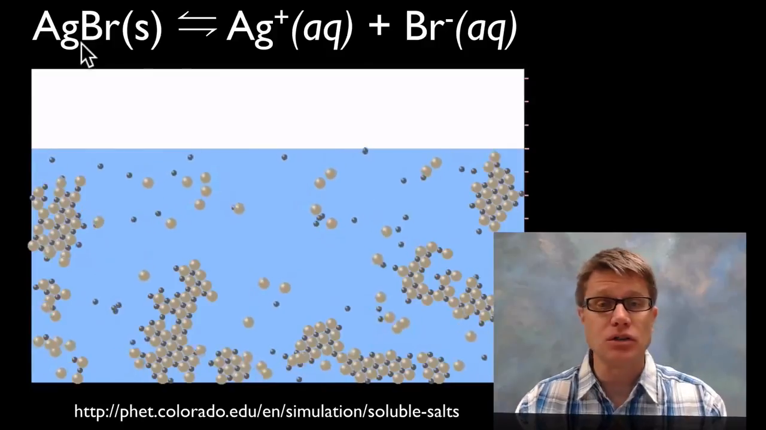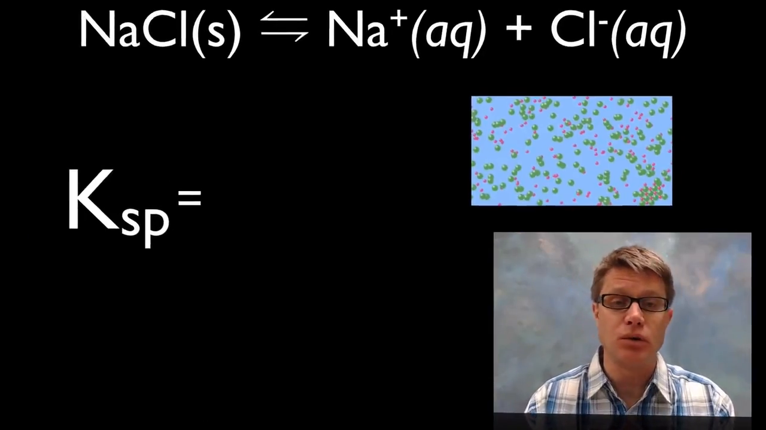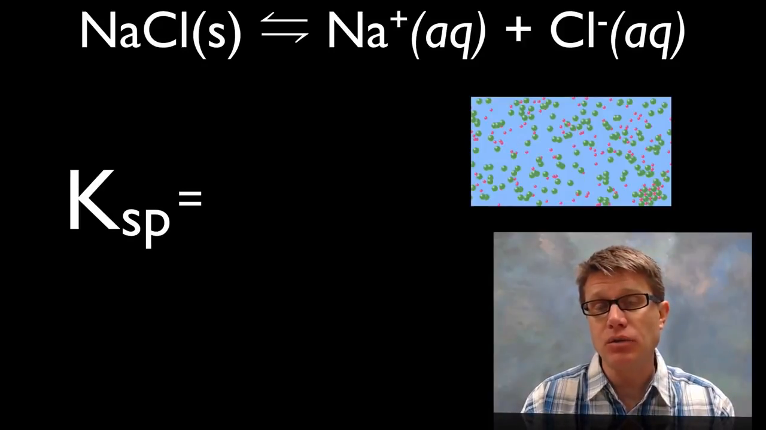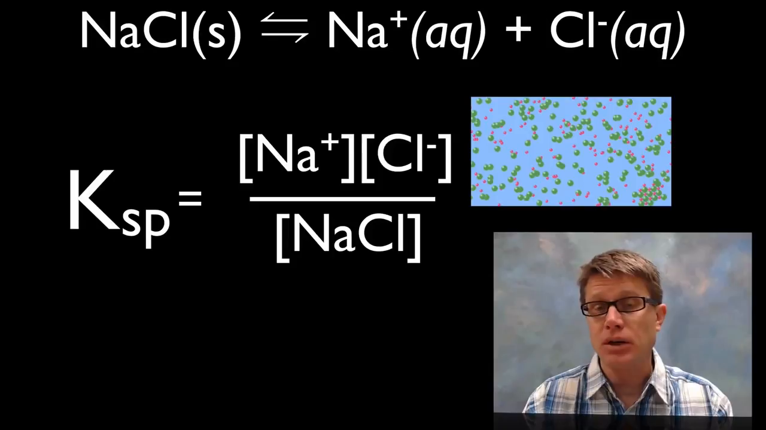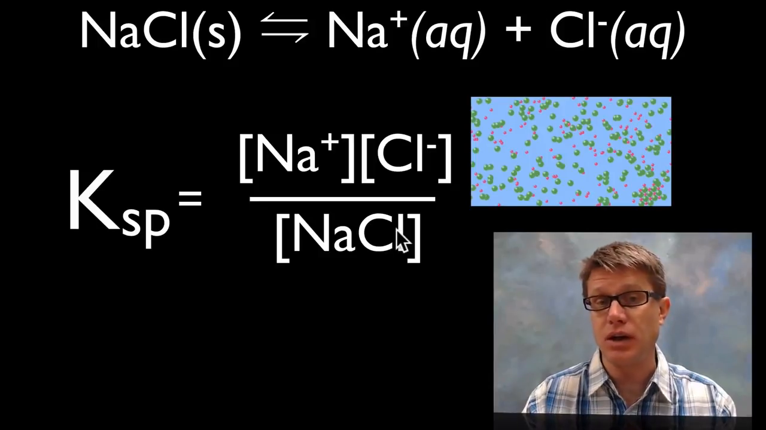And so how do we measure, does a reaction go to the right or does it go to the left? Remember, that's going to be our equilibrium constant. And so if we look at the equilibrium constant of sodium chloride being dissolved in water, we could set it up like this, where it's going to be the concentration, remember, of the two products over the concentration of that reactant.